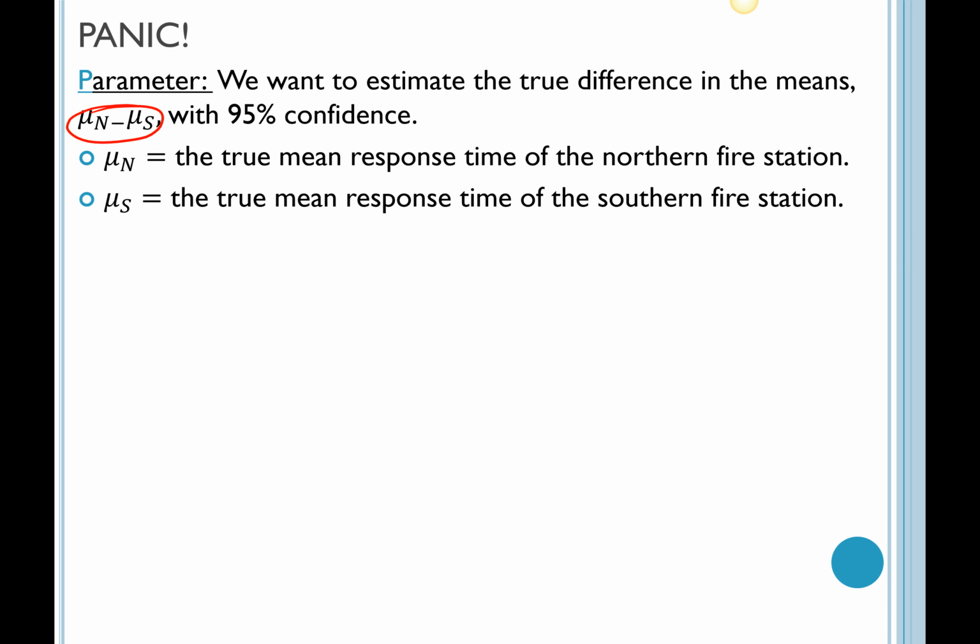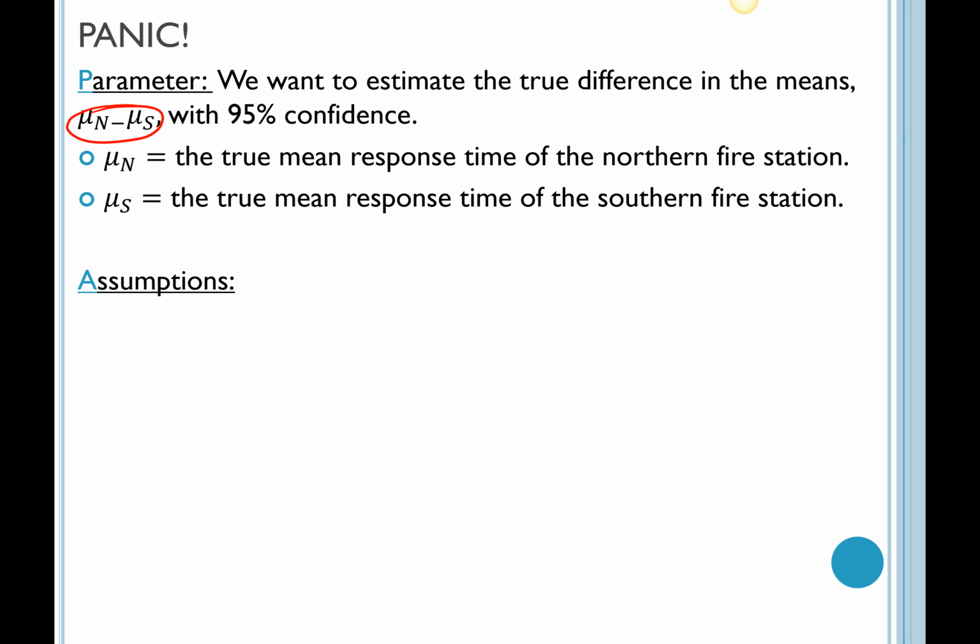You do need to make sure that you state both parameters. Parameters here being the true mean response time of both the Northern Fire Station and the Southern Fire Station respectively. So make sure that you copy those down. Please feel free to pause if you need to in order to jot this down, but we're going to continue.